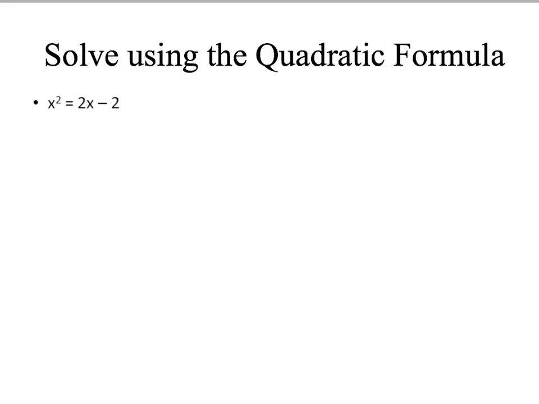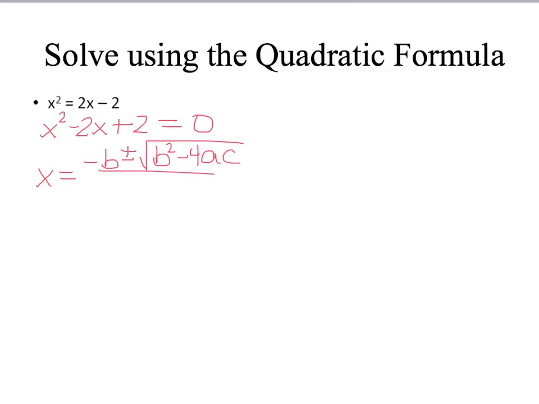We can also solve these using the quadratic formula. I want to get it set equal to 0. X squared minus 2x plus 2 equals 0. And then use my quadratic formula. X equals -b plus or minus the square root of b squared minus 4 times a times c all over 2a.